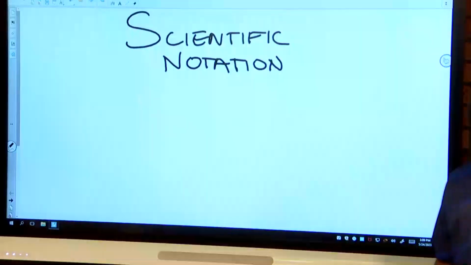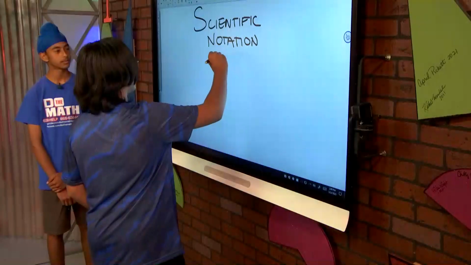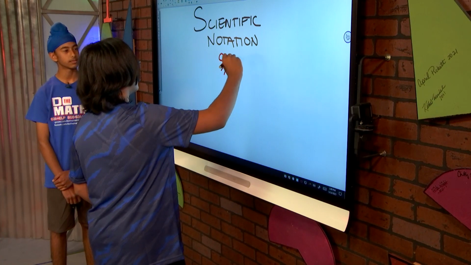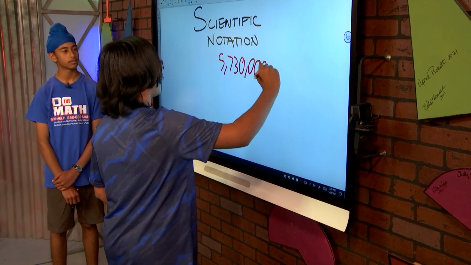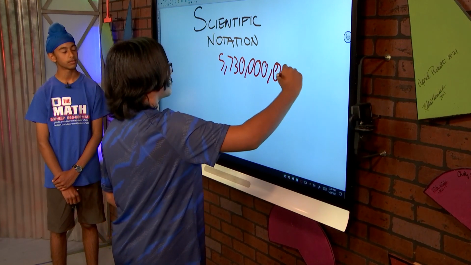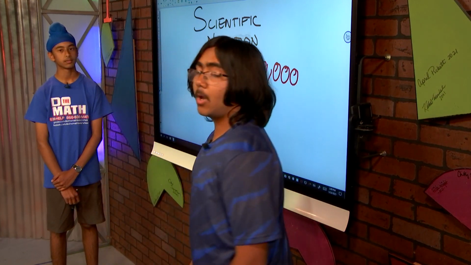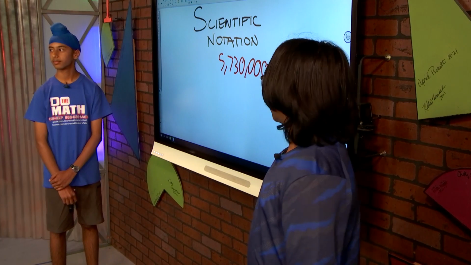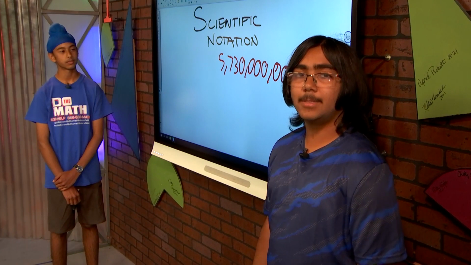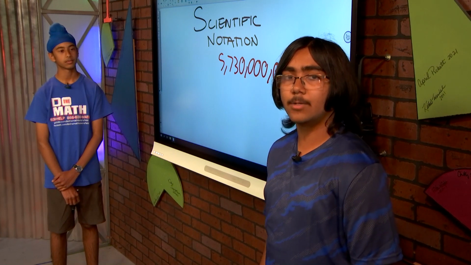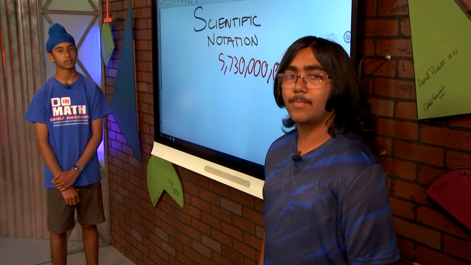So first, let's start off with a really big number. 5,730,000,000. Now that took a long time to write, and it's kind of hard to comprehend because of the amount of zeros in it. But when we change it into scientific notation, it won't take that long to write, and it'll be really easy to comprehend.